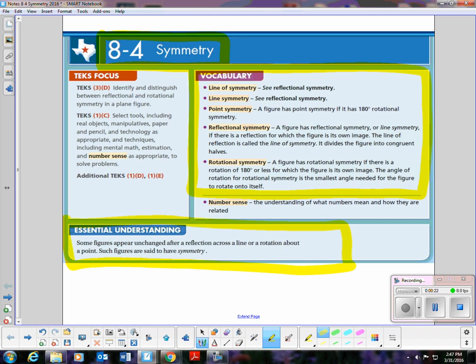All right, so line symmetry and point symmetry. Point symmetry is when a figure has 180-degree rotational symmetry. That's point symmetry. So we'll just discuss what these things in rotational symmetry are.